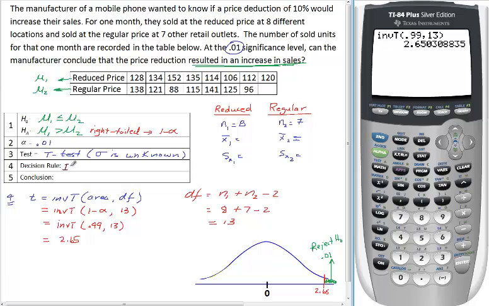So if the test value we get, now I have 2 different t's here, so I'm going to call this one TCV, critical value, because we often refer to that as a critical value. If the test value we get, the calculated value, is greater than 2.65, then we are going to reject the null hypothesis. Number 5. Now step 5 requires us to do some work as well.